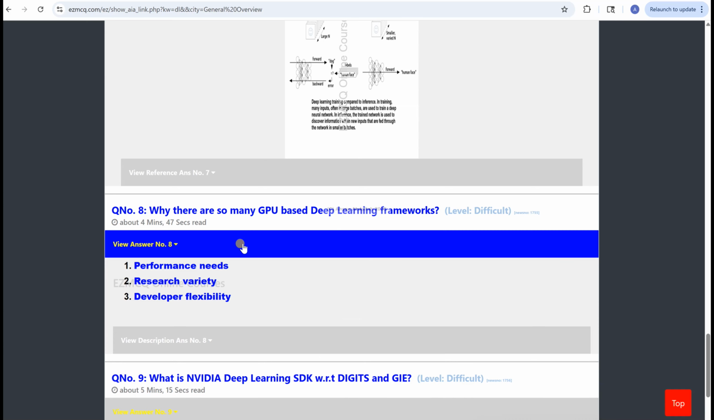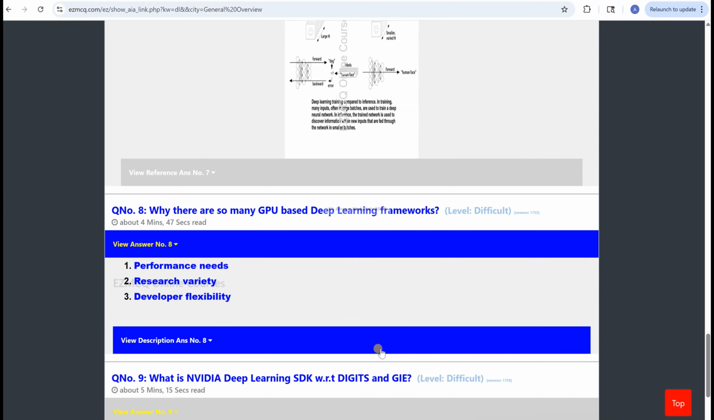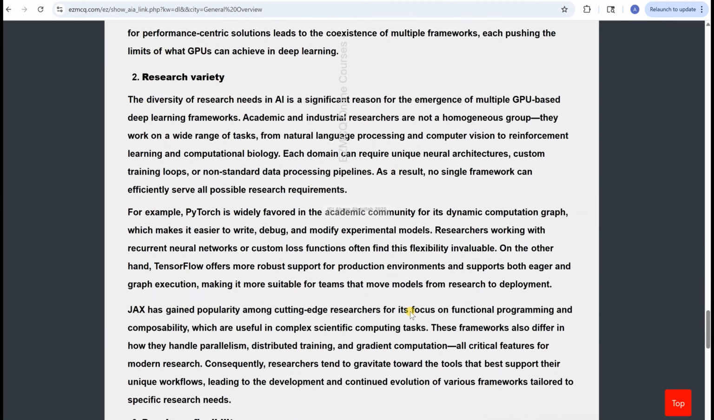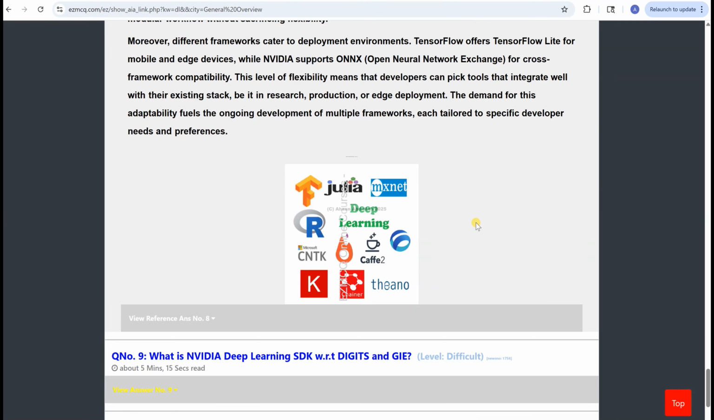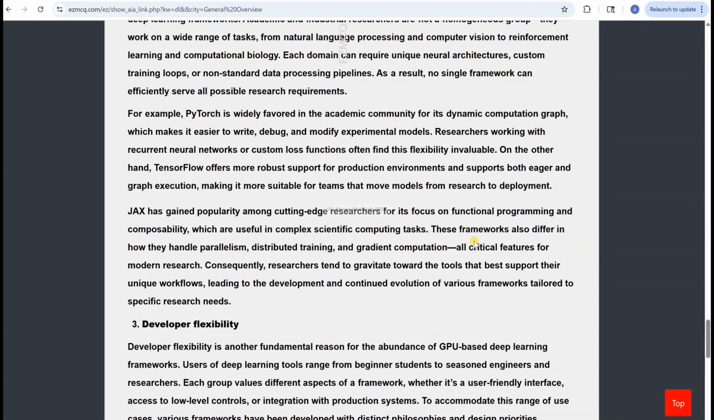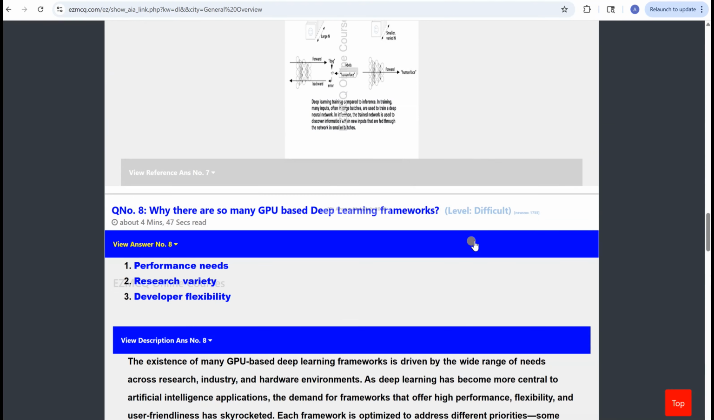So now the next obvious question is why there are so many GPU based deep learning frameworks. If you're not aware, there are quite a few of them. There are some diagram pictures here also, so you can see some of the ones which are available in the market. So why are there so many?